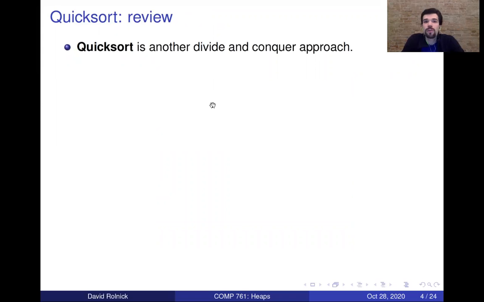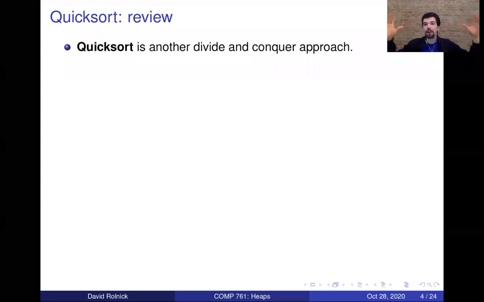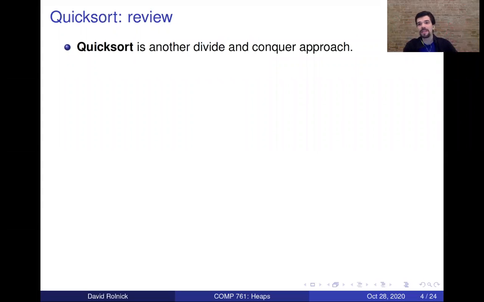Okay, let's continue with quicksort. Quicksort was another divide and conquer approach. I think I said dynamic programming last time. Divide and conquer is a better way to describe this. We'll get to dynamic programming approaches later on. Divide and conquer just basically means you divide up a big problem into a bunch of small problems. We did this with merge sort. We also are doing it with quicksort.